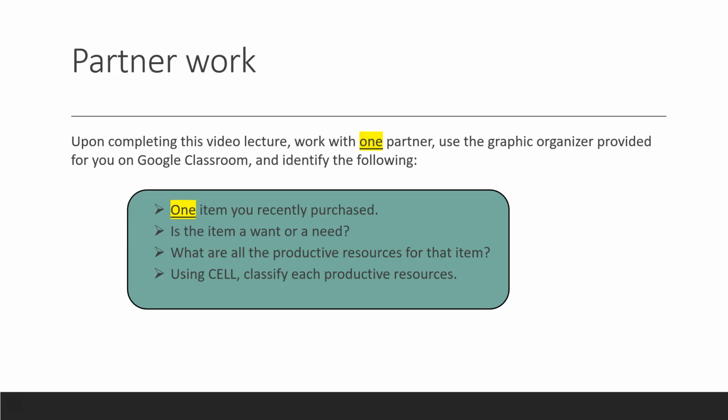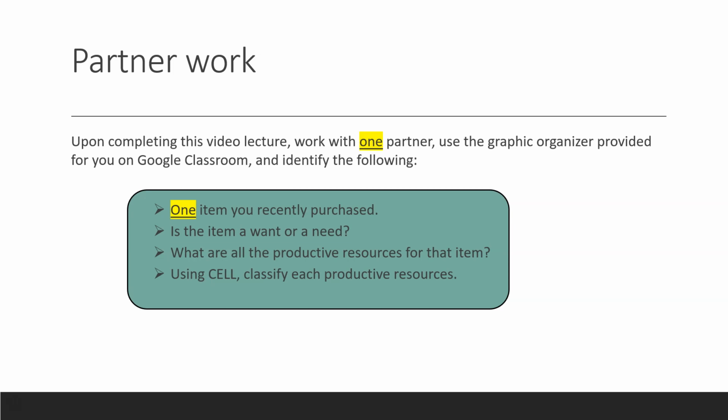Now, you're going to work with one partner. So upon completing this video lecture, work with one partner, use the graphic organizer provided for you on Google Classroom, and identify the following. You and your partner are going to pick one thing that either of you recently purchased. If you want to do this individually, it'd be fine, but I'd prefer that you work with partners. One thing that you or your partner recently purchased. You're going to answer the question, is the item a want or a need?